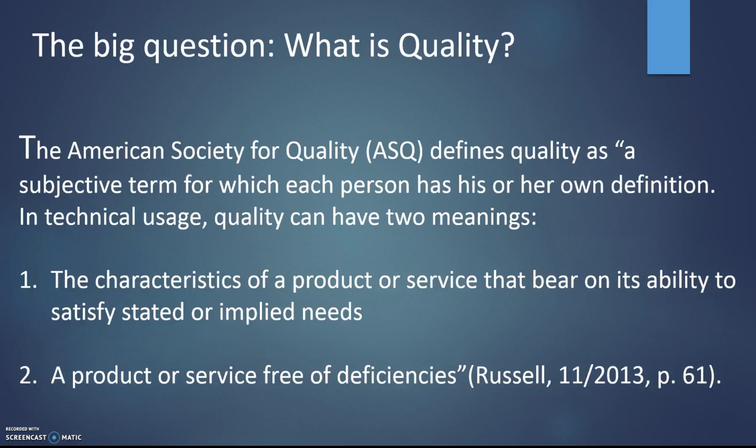What is quality? The American Society for Quality defines quality as a subjective term for which each person has his or her own definition. In technical usage, quality can have two meanings. First, the characteristics of a product or service that bear on its ability to satisfy stated or implied needs, or a product or service free of deficiencies.